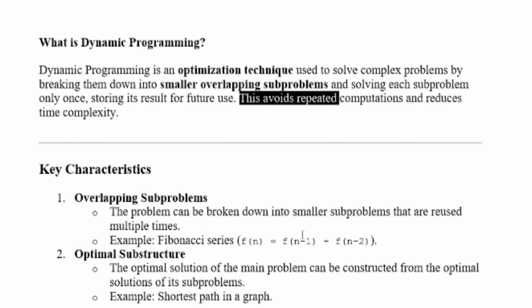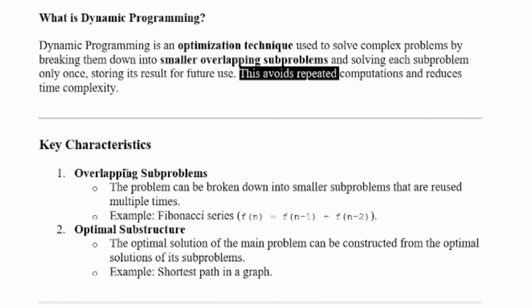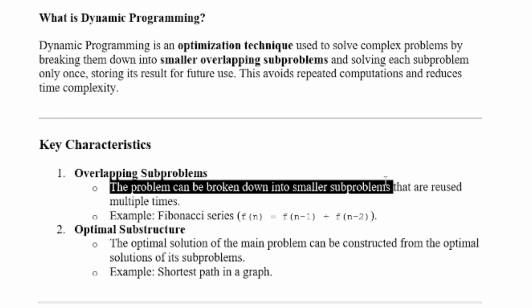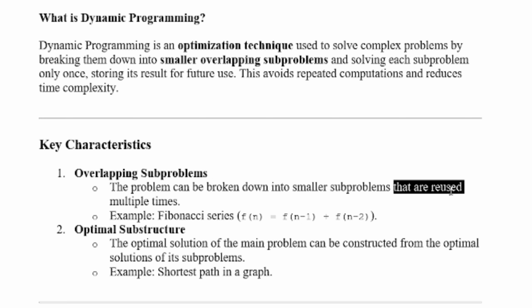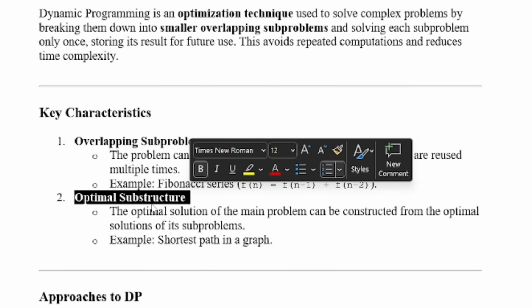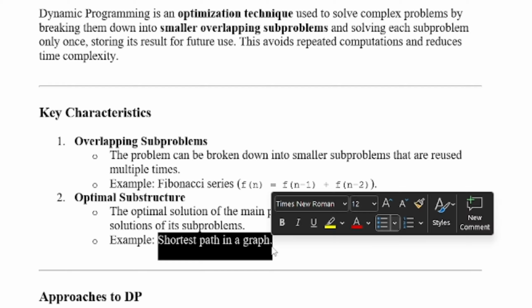So, key characteristics of dynamic programming. The first one is overlapping subproblems. The problem can be broken down into smaller subproblems that are reused multiple times. Example: Fibonacci series. And second is optimal substructure. The optimal solution of the main problem can be constructed from the optimal solutions of its subproblems. Example: shortest path in a graph.